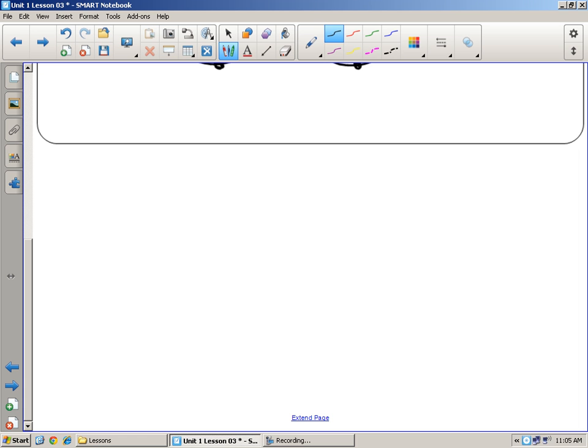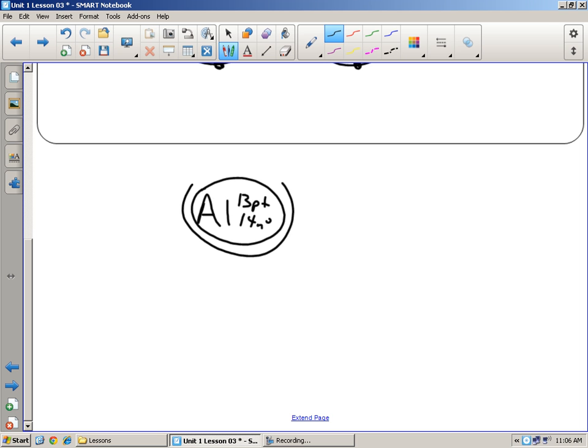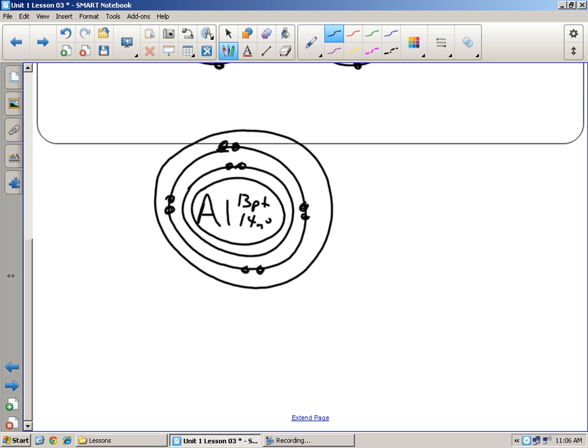And finally, aluminum. 13 protons, 26.98. So we'll round that one up to 27, of course. We need 2. We need 1, 2, 3, 4, 5, 6, 7, 8. That's a total of 10. Well, we need 3 more. Okay. 1, 2, 3. Okay. And we'll stop there.